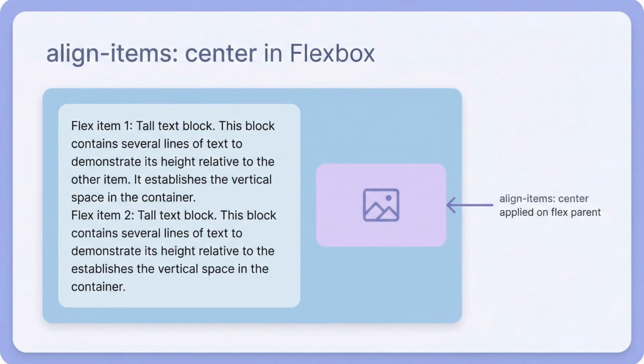When the image and text content have different heights, the image can appear stuck to the top. By adding align items center to the flex parent container, the image gets vertically centered relative to the tallest child. The instructor emphasizes putting this on the parent div, not the image element itself, because it's a flex container property.